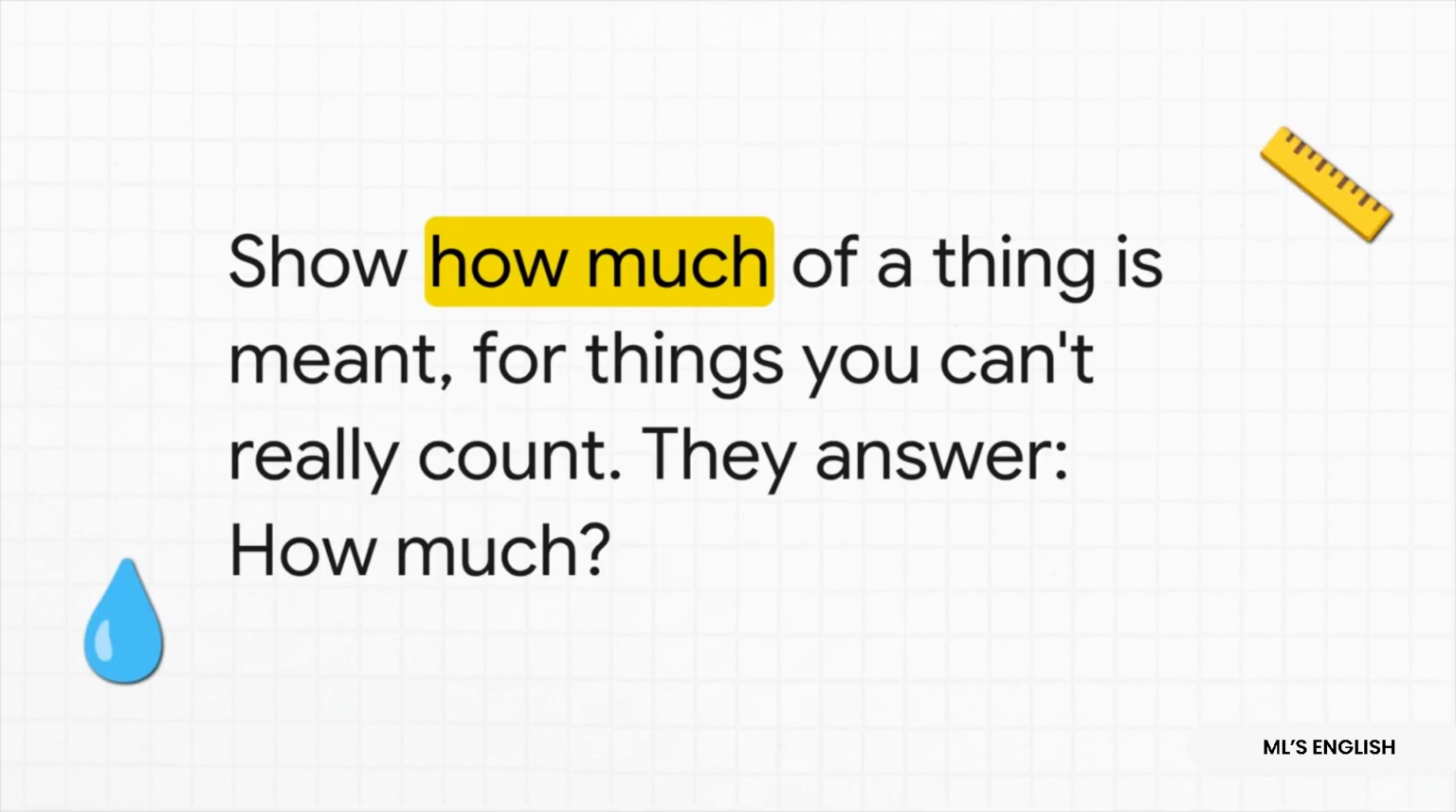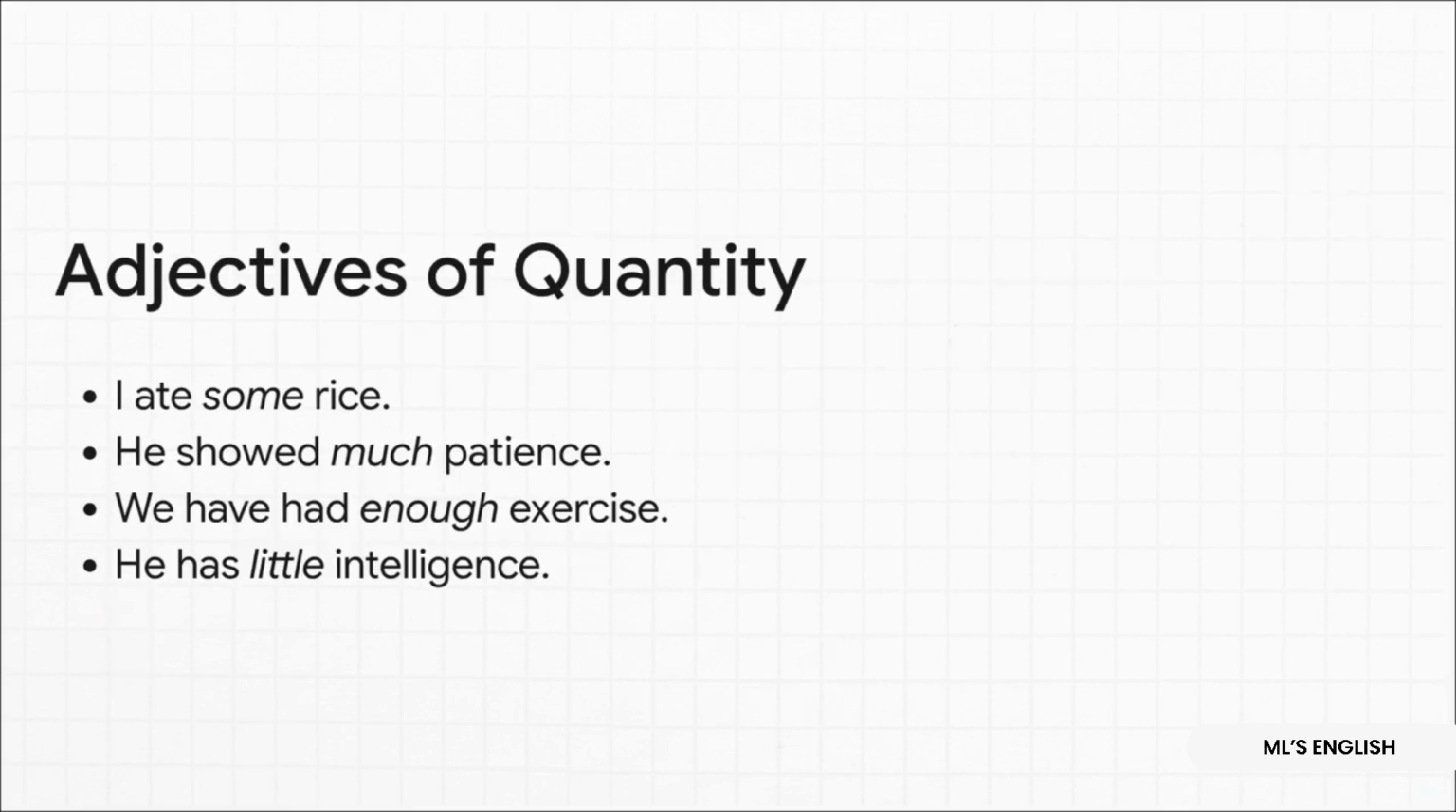Next up, we have adjectives of quantity. You use these when you want to talk about an amount of something, but not an exact number. So they answer the question, how much? This is perfect for stuff you can't really count, like liquids or feelings or ideas. For instance, you could say, I ate some rice, or he showed much patience. Words like some, much, enough, or little describe these uncountable nouns. You can't have, say, one patience, right? But you can definitely have much patience.